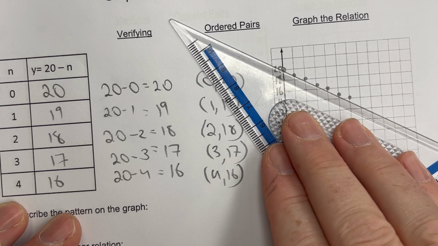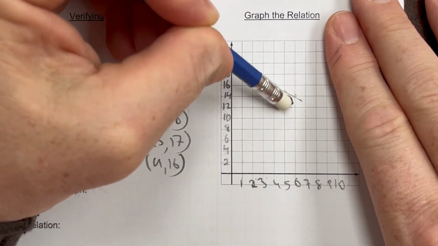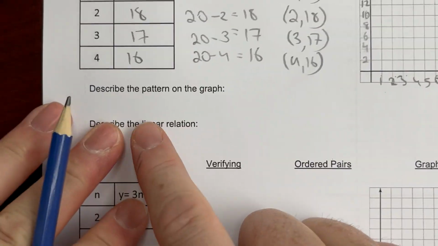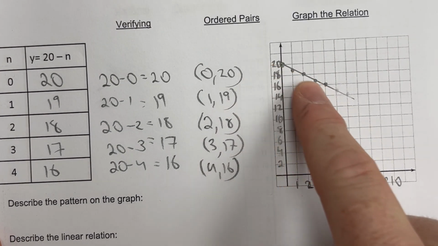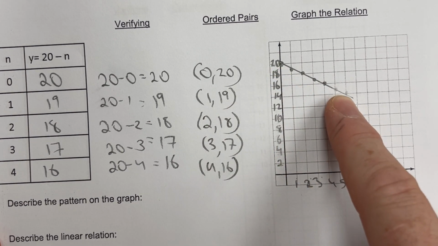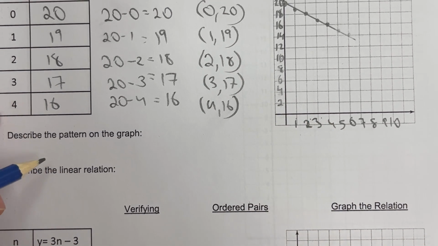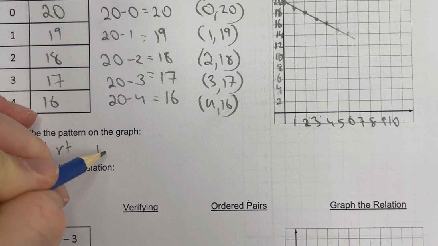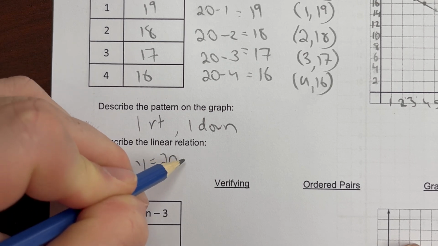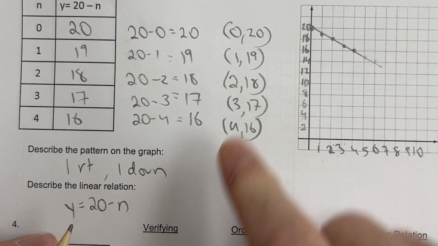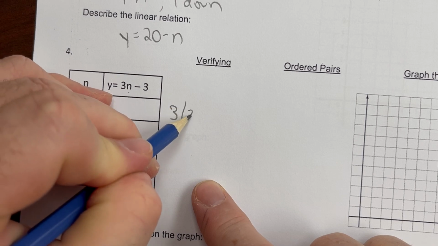I went a long ways there, further than I needed to. Okay, describe the pattern. Creates a straight line, decreasing or descending, starting at 0 and 20. We could also say that it moves 1 unit right, 1 unit down. 1 right, 1 down each time. Linear relation, y equals 20 subtract n, or those. There's our expression. Fill this in. So do it through verifying.